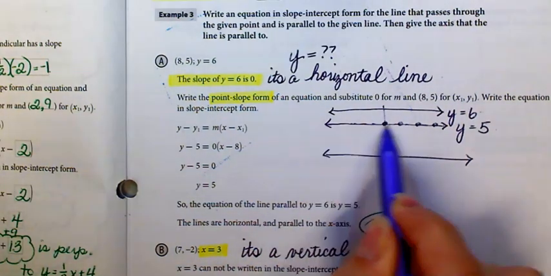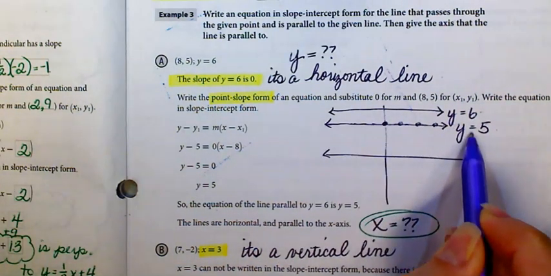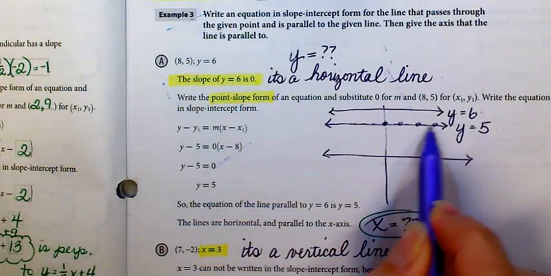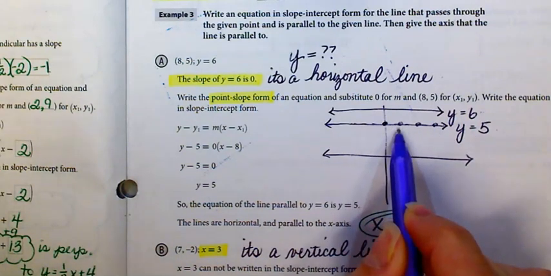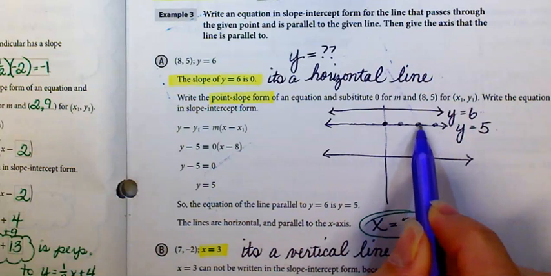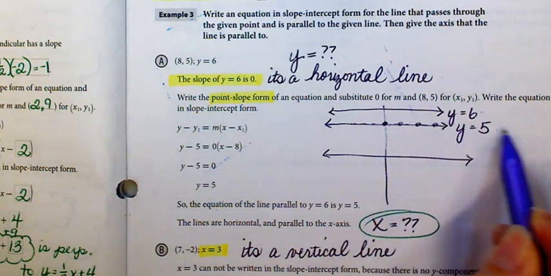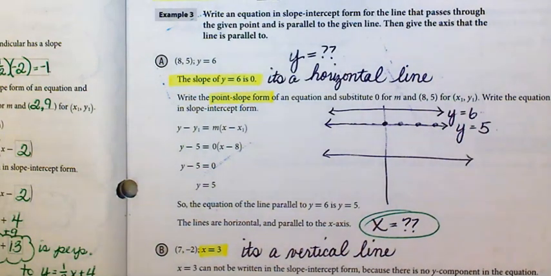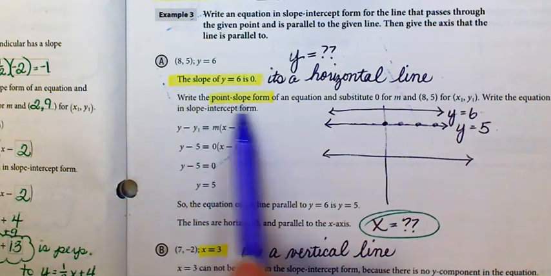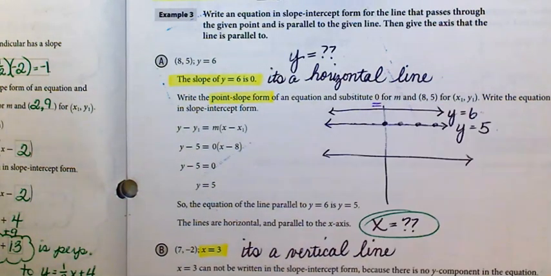Well, if you draw a horizontal line at y equals 5, then it will pass through (0, 5), (1, 5), (2, 5), (3, 5), all the way to (8, 5). So write the point-slope form of an equation and substitute 0 for m because that's the slope. A slope of 0 and an undefined slope are not the same thing, so keep that in mind. Horizontal lines have a slope of 0.